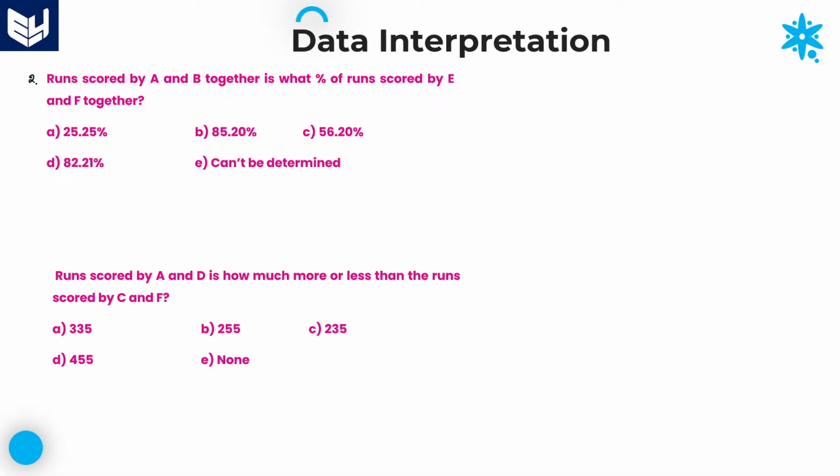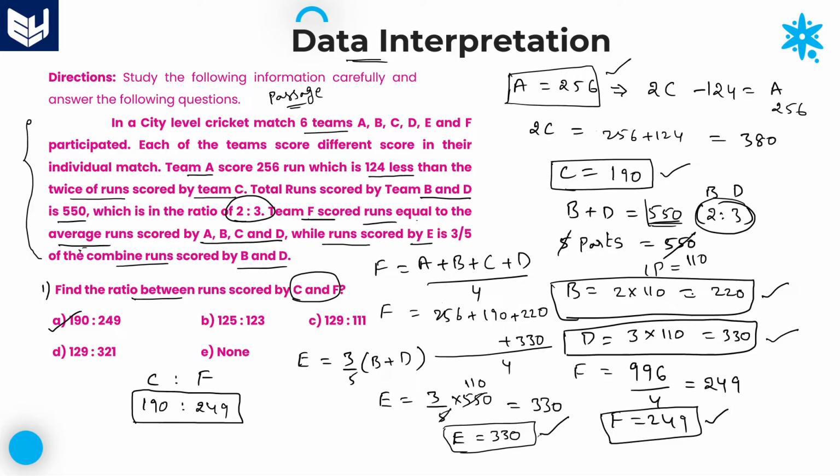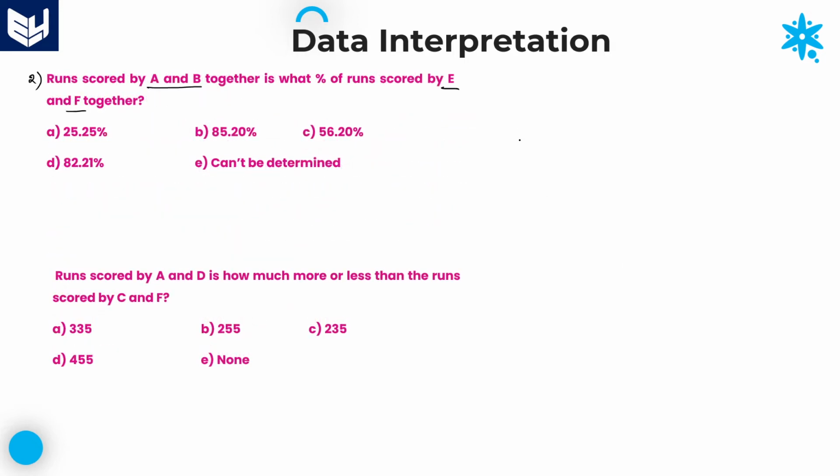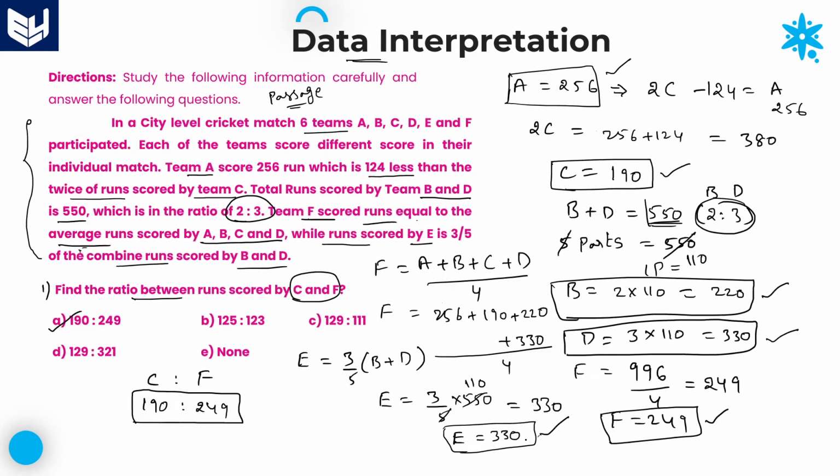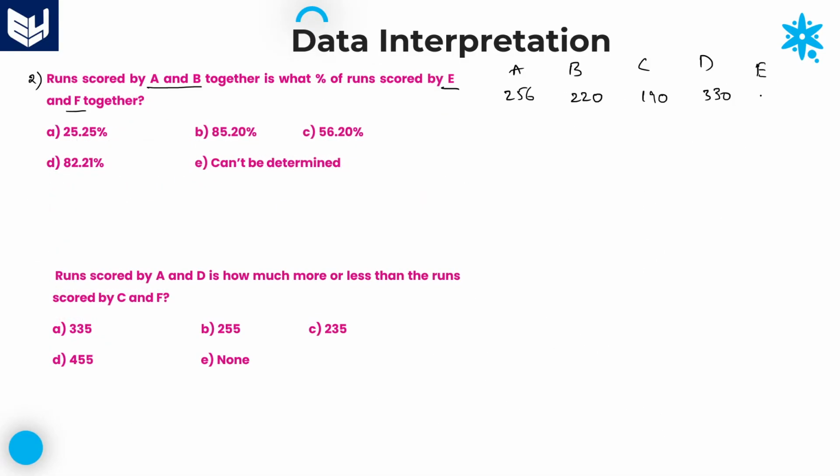Let us look at the second question. Runs scored by A and B together is what percentage of runs scored by E and F together? Here A is 256, B is 220, C is 190, D is 330. Now write down all the values. Here C and D are not required. A is 256, B is 220, C is 190, D is 330, and E is 330, F is equal to 249.